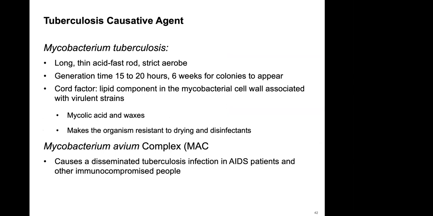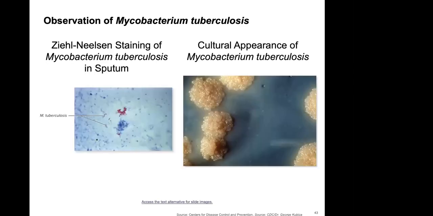Tuberculosis is caused by Mycobacterium tuberculosis. This is a long, thin, acid-fast rod, so you would use an acid-fast stain to detect tuberculosis. You can take some sputum from a patient, put it on a microscope slide, do an acid-fast test, and if it comes back positive, it's most likely TB. The acid-fast test is actually testing for the mycolic acid in the cell wall. And here you can see an acid-fast test looking at Mycobacterium tuberculosis.